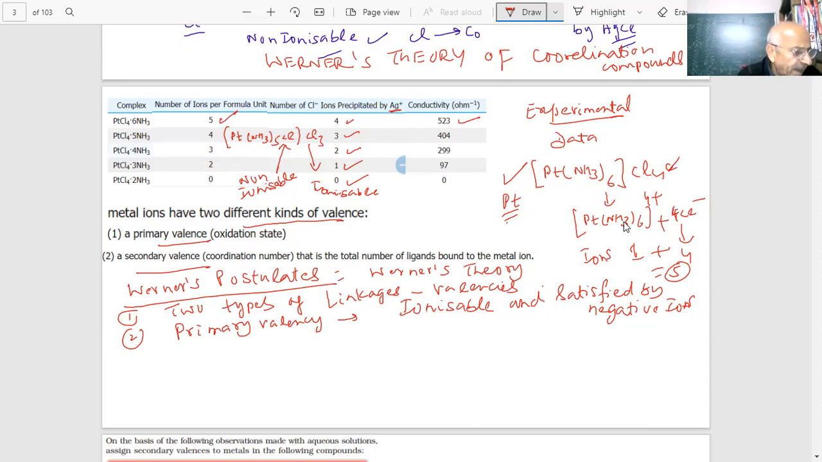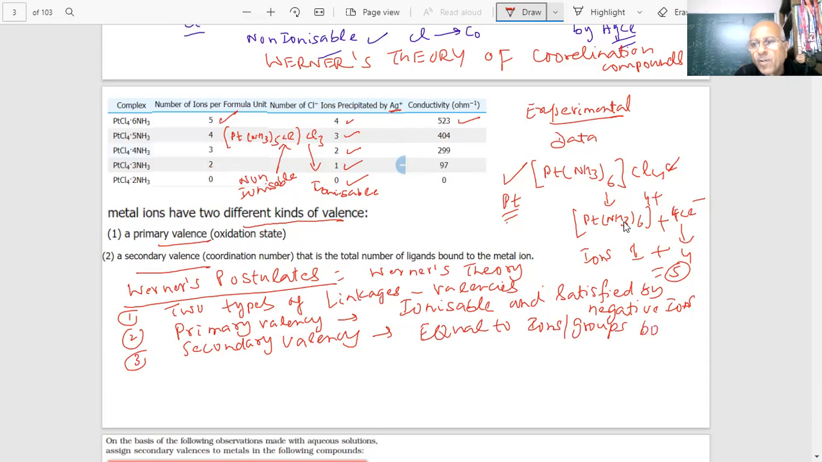And he says there is a secondary valency. Two types of valency, primary and secondary. What is the secondary valency? He says the secondary valencies are the groups which are bound to the metal ions, ions or groups bound to the metal ion, which is also called the coordination number. They form a coordinate covalent bond with the metal ion.